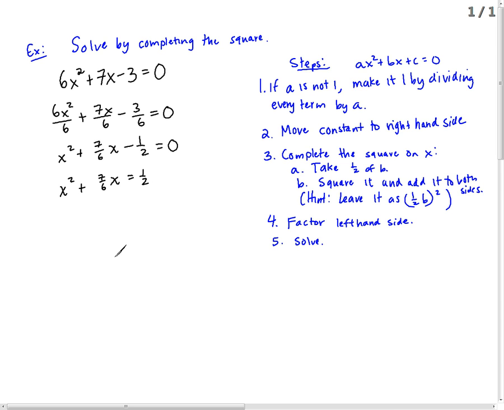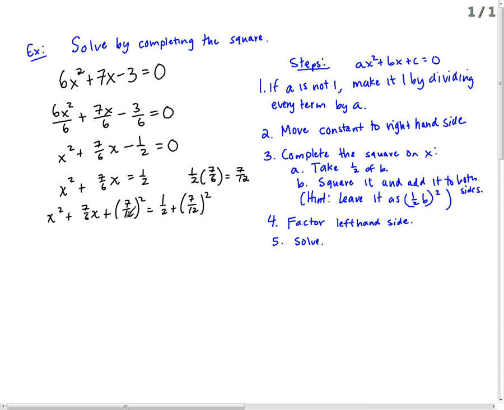Now I'm actually going to do the work of completing the square. I'm going to take 1/2 of the coefficient of x. So that's 1/2 times 7/6. So that's 7/12. And it says square it and add it to both sides, but leave it as 1/2 times b squared. So this is x squared plus 7/6x plus 7/12 squared. Don't simplify it. Leave it like that for now. Equals 1/2 plus 7/12 squared.